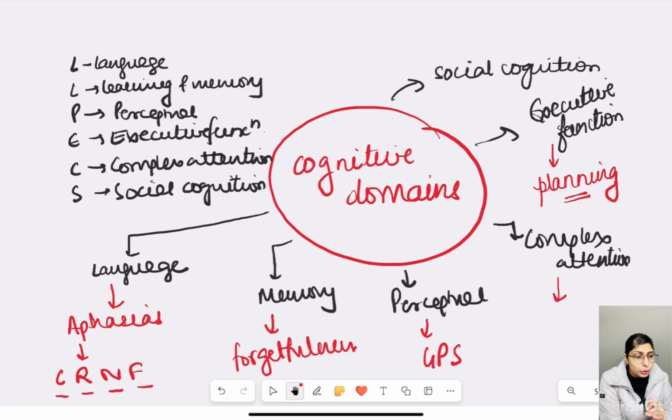Somebody who was able to go for shopping, carry out all the shopping things for many years is now not able to do that. He's forgetting things, he's misplacing things. That is an executive dysfunction.